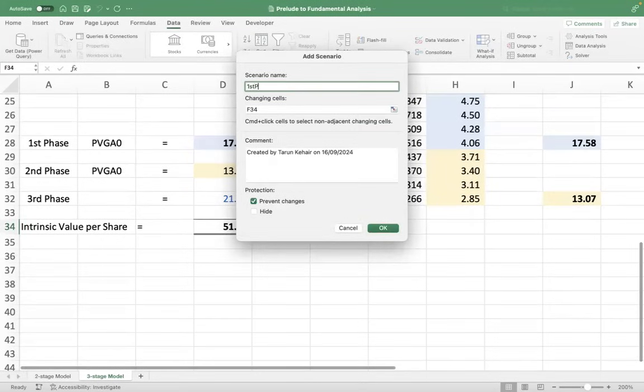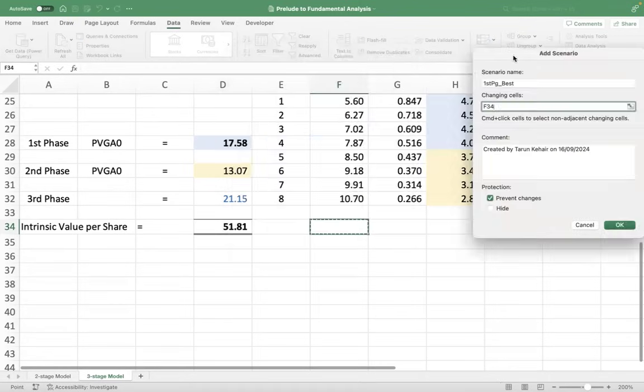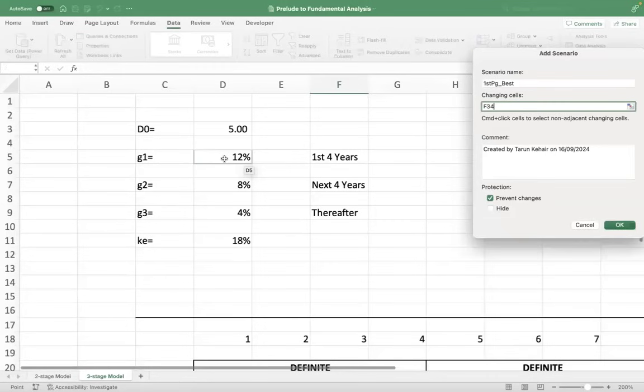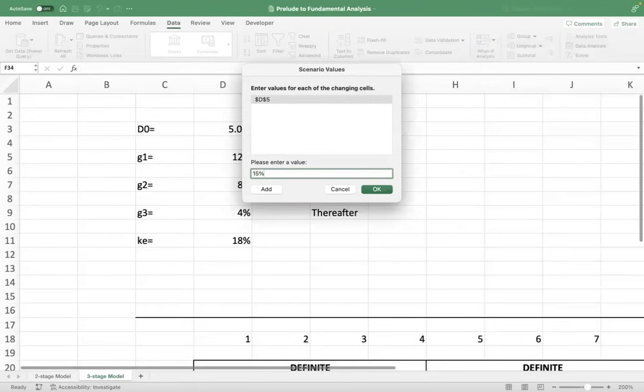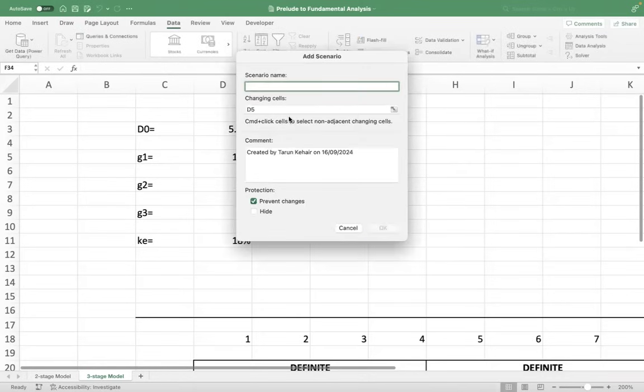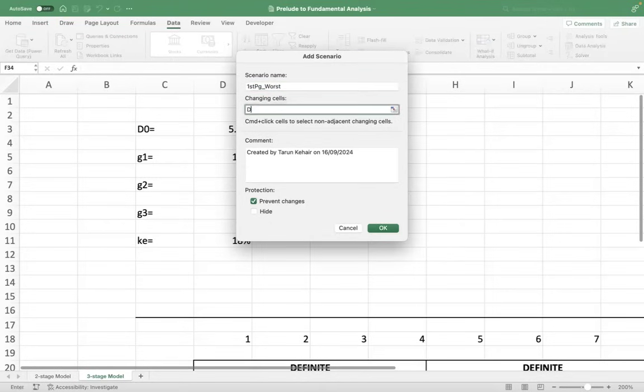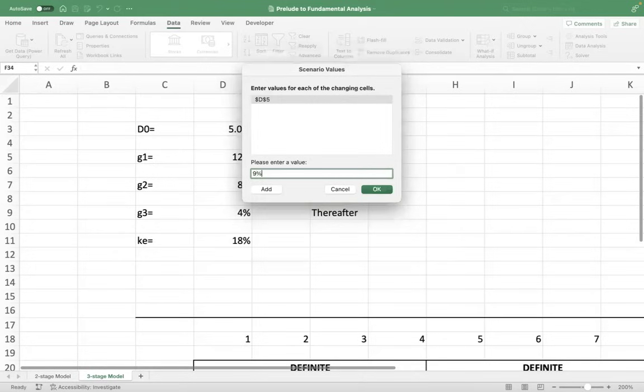I can write first phase growth, best case. What is the first case? First phase growth, best case. This is your first phase growth here. Now, I can say that the first phase growth is 15%. Then add another scenario. First phase growth, worst case. So worst case, again, this is the place. I can take it as 9%.